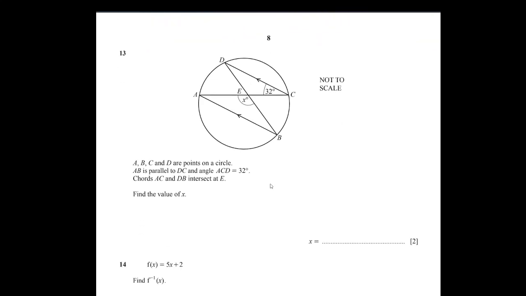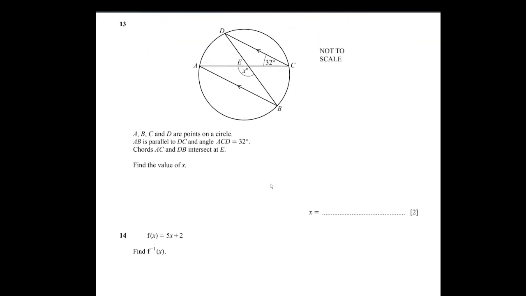Question number 13. A, B, C and D are points on a circle. AB is parallel to DC and angle ACD is equal to 32 degrees. This angle is given. AB and DC are parallel. Angle ACD is 32. Chords AC and DB intersect at E. They are intersecting at E. Find the value of x. We need to find the value of x here.